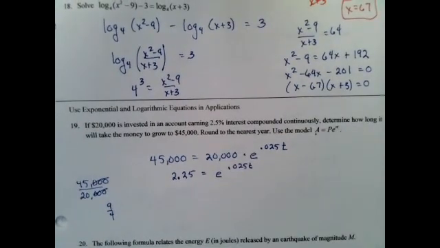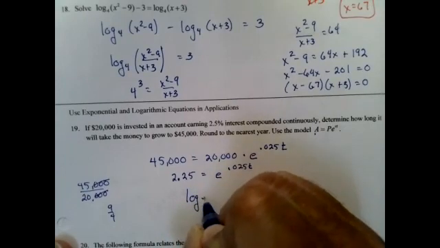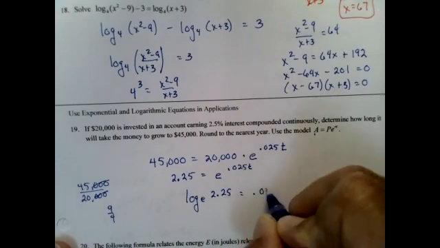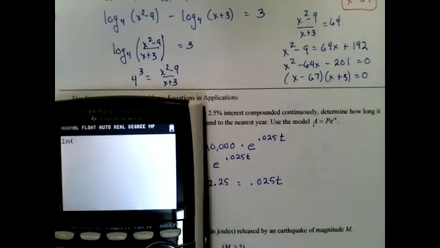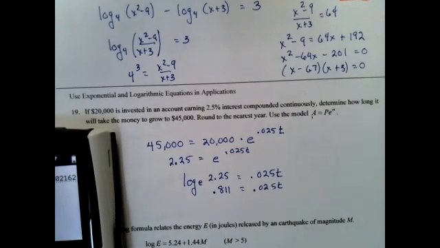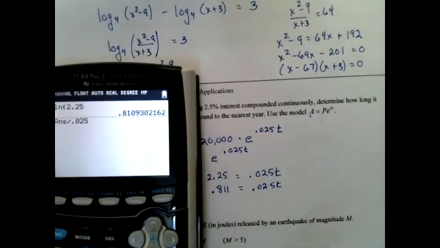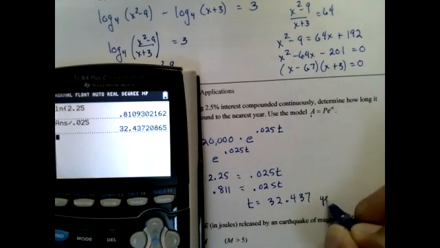It's kind of what I've been doing, right? I'm going to take the log of both sides. E is my base: log base e of 2.25 equals 0.025t. And I know log base e is my natural log. So now I want the natural log of 2.25. I get 0.811, which equals 0.025t. I'm going to take that answer and divide it by 0.025, and I got time equals 32.437 years.